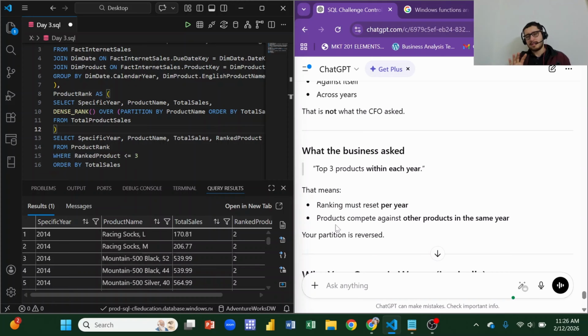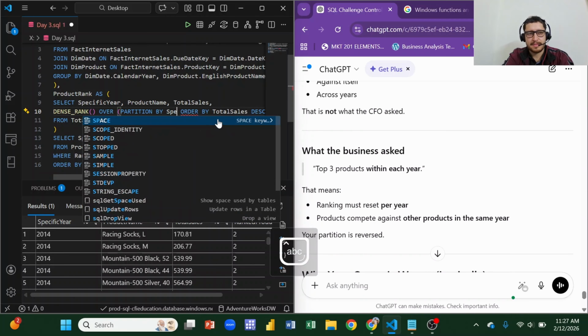Okay. Ranking must be set per year. A product competes against other products in the same year. Your partition is reversed. So that means the partition is correct because I wanted to reset each year, but it is not the product name. It is rather the specific year. Let me check. Before even moving down, let me just write it here.